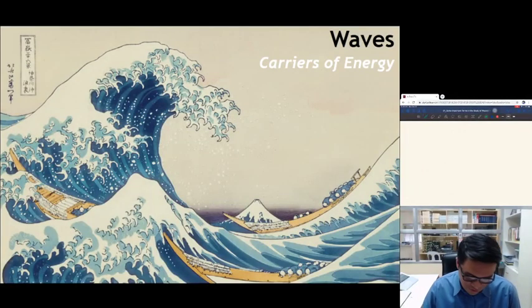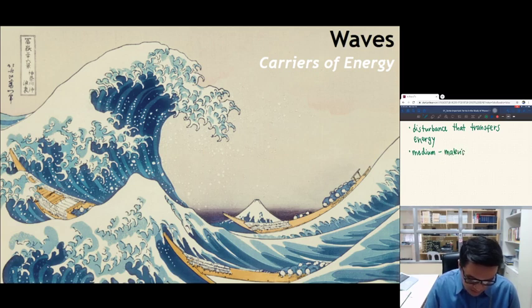Waves are considered carriers of energy. They are actually a disturbance that transfers energy. Because energy is transferred from one point to another, a medium is needed. So this medium is a material, so it can be a solid, a liquid, or a gas, that material through which a wave travels.